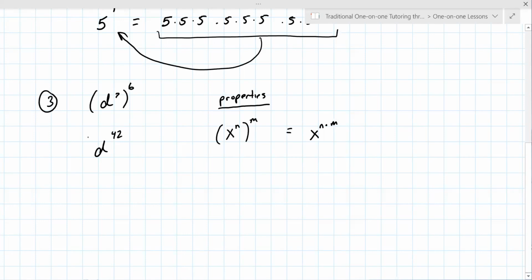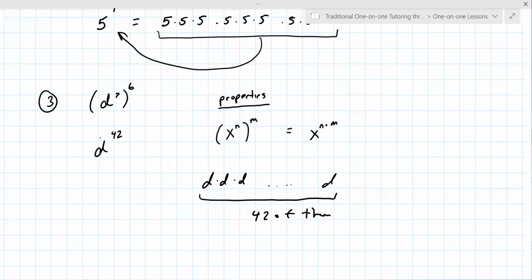Now, there's a reason we write it this way, and that's because you'd have to write d times d times d, all the way out, and you'd have 42 of them. This is way better than trying to write it all out.